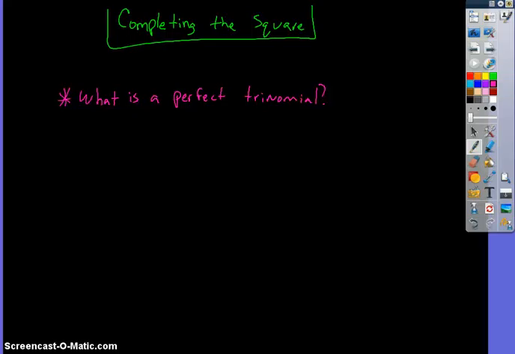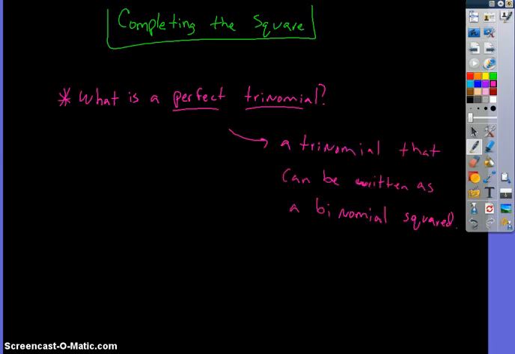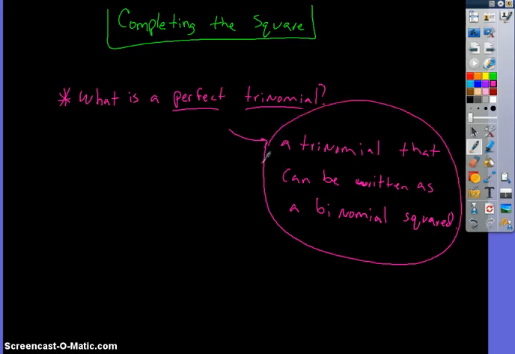All right, so this whole lesson is going to be about completing the square. And to start that, we have to understand what a perfect trinomial is. I say perfect trinomial. By definition, it's a trinomial that can be written as a binomial squared. So again, it's a trinomial that can be written as a binomial squared.